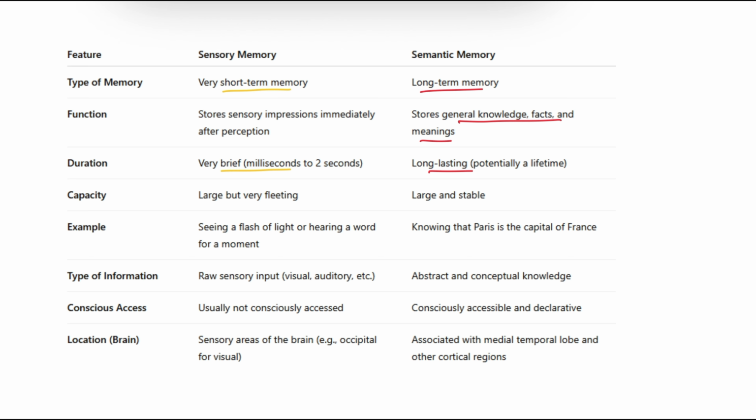Sensory memory is usually not consciously assessed, whereas semantic memory is consciously accessible and declarative. Semantic memory is abstract and conceptual knowledge, large and stable. Sensory memory is a raw sensory input. Seeing a flash of light or hearing a word for a moment is an example of sensory memory.